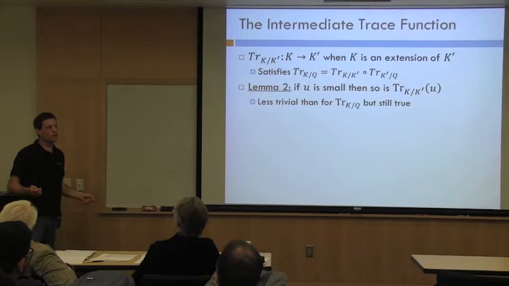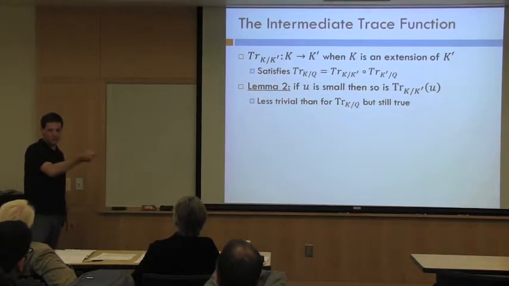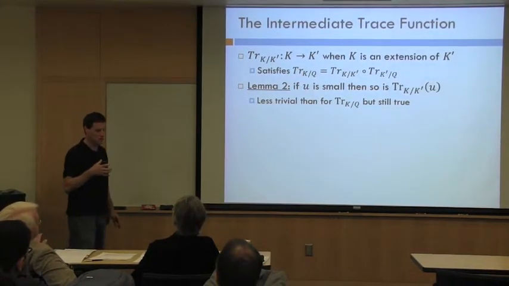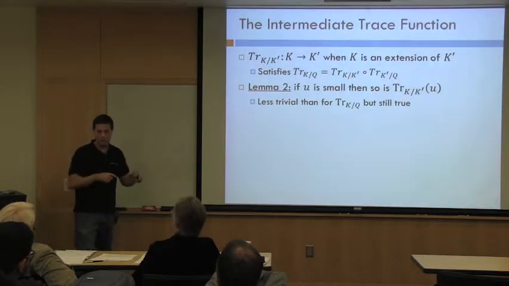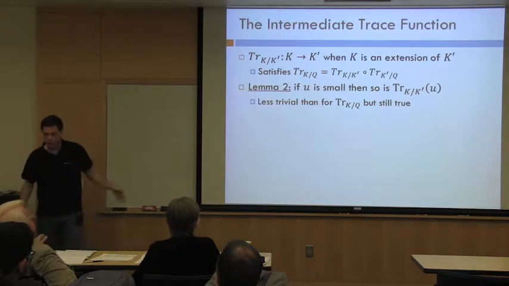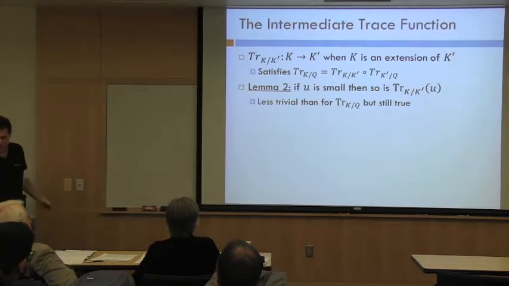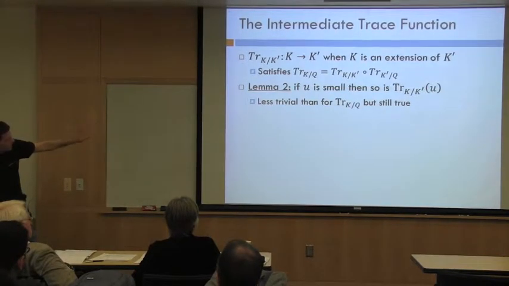Because the thing you're looking at is not the specific complex number that corresponds to that element of K prime, but rather its canonical embedding, which means that element plus all the conjugates. So you need to argue that they're all roughly the same size, let's say. I didn't say it wasn't trivial, I said it was less trivial.